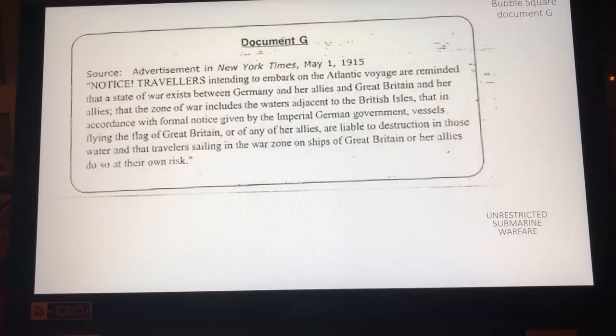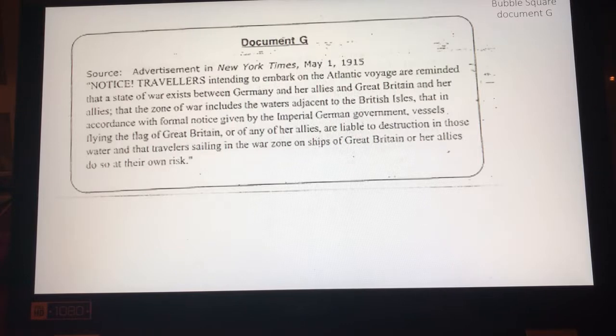The source says an advertisement in the New York Times, May 1st, 1915. So I'm taking these chronologically. We just talked about Wilson saying that we're staying out of the war. We just looked at a document that is pulling us into the war because of economic ties. But now we're in a newspaper. It says, notice, travelers intending to embark on the Atlantic voyage are reminded that there is a state of war that exists between Germany and her allies and Great Britain and her allies, and that the zone of war includes the waters adjacent to the British Isles.